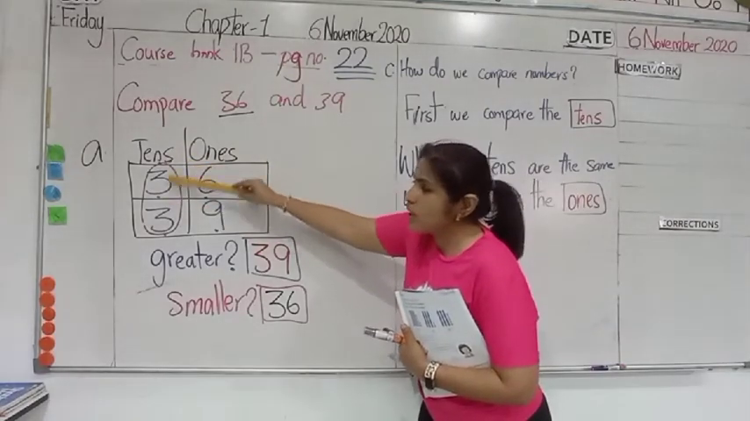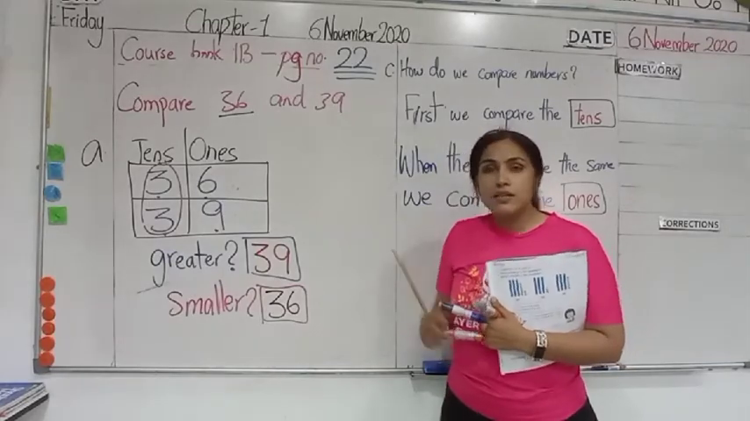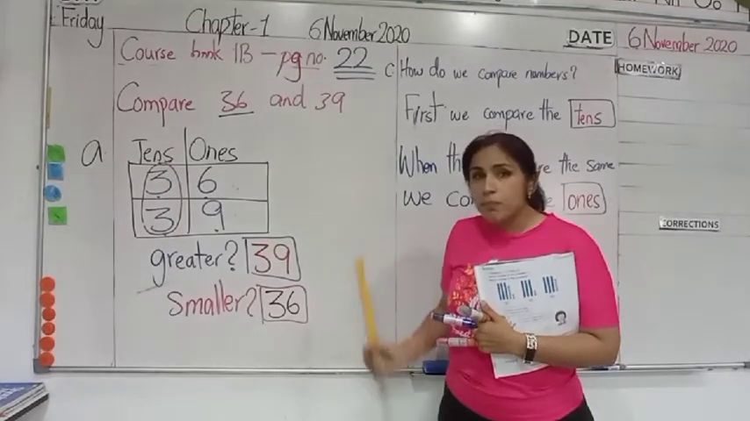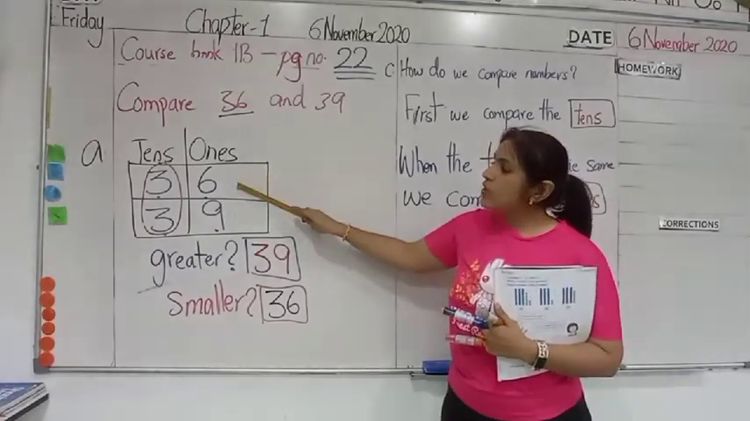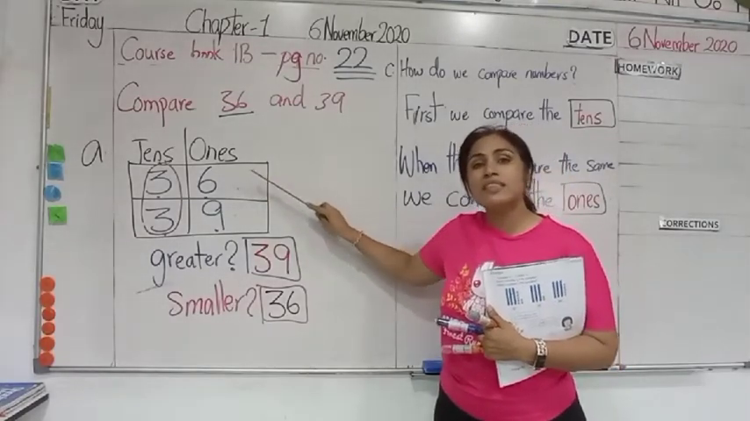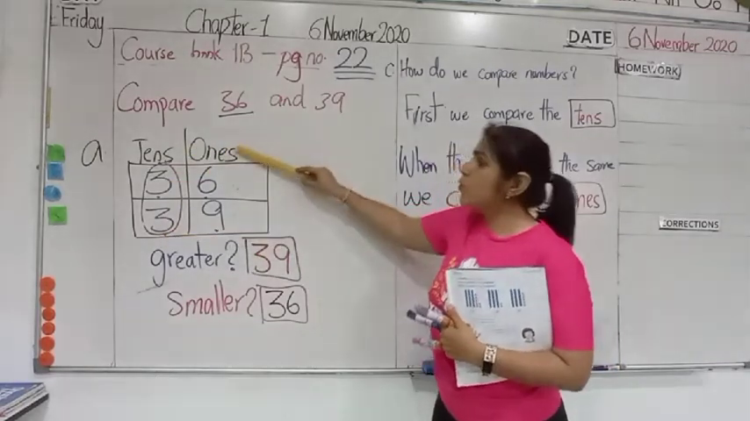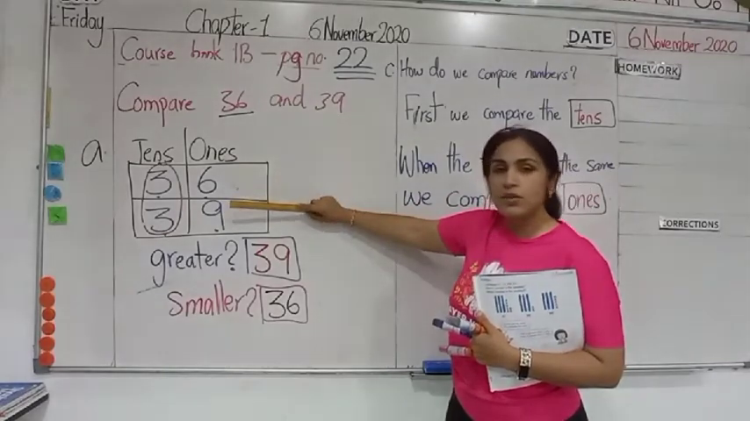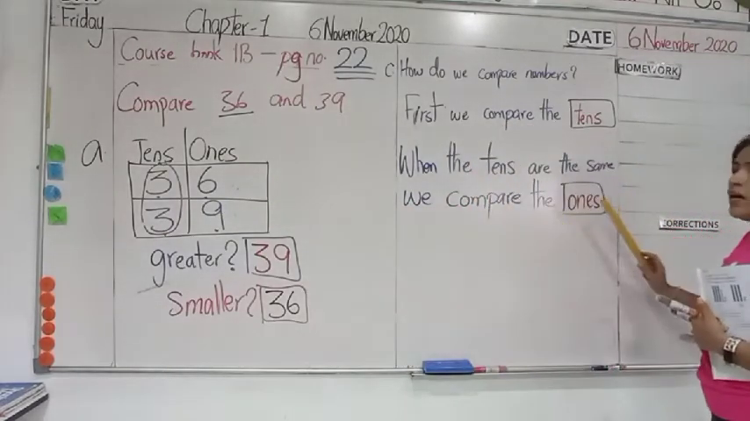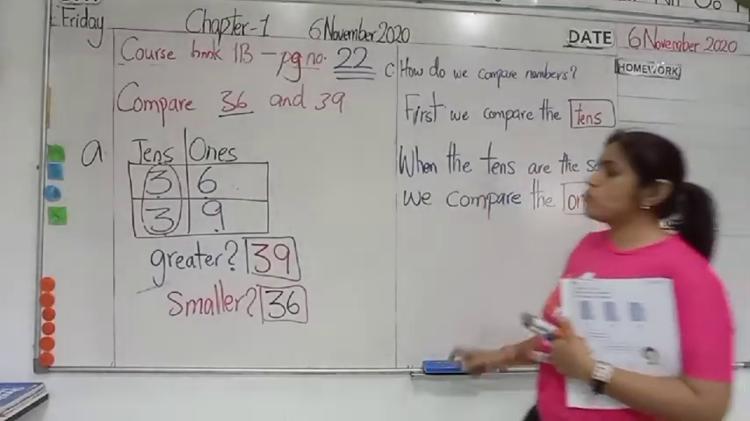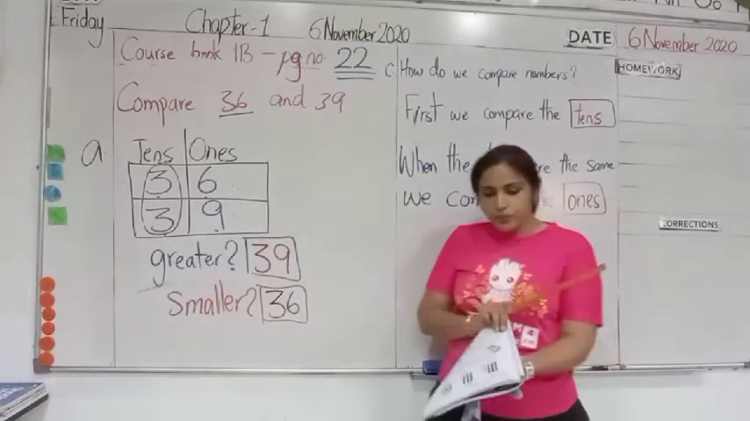When we see these two numbers are the same, there is no comparison. When two things are the same, you do not compare. You compare when there is more or less, big or small, tall or short. So here we are dealing with tens and ones numbers. When the tens are the same, we jump to the ones. Let's find out the numbers in the ones place, so we compare the ones to find out which is the greater or a smaller number.